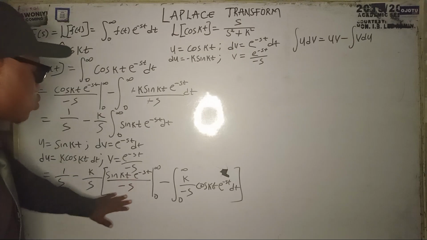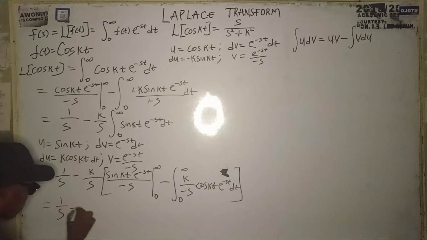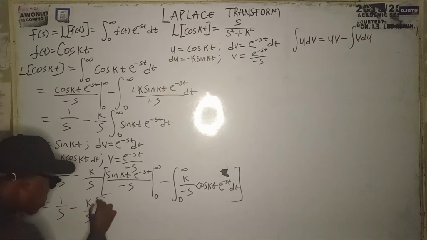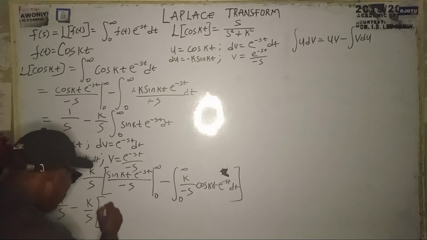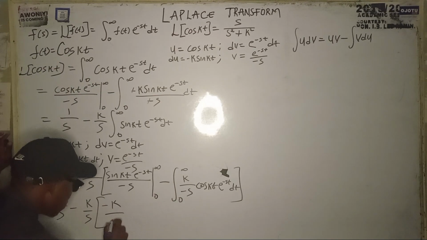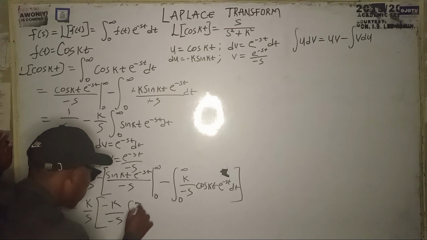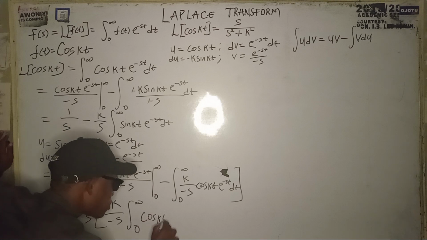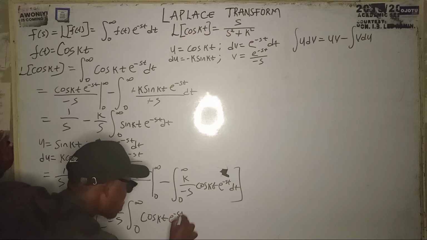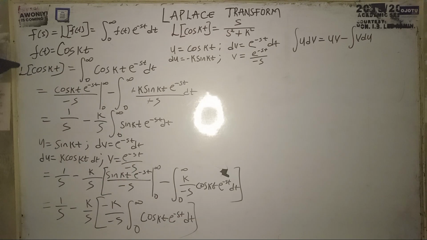So since this is equal to 0, that cancels out. Therefore, we have 1 over s minus k over s into brackets of, now we bring this constant out, we have minus k over minus s here, that means the minus is going to cancel each other. And we have the integral from infinity to 0 of cos kt e raised to power minus st dt.